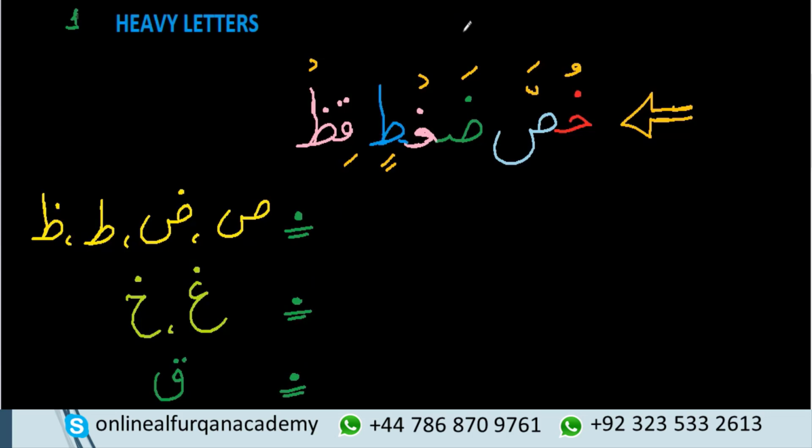Now the question is how we can make a heavy sound on these letters, or how we can pronounce these 7 letters with full mouth. So that is very easy. First of all, we can pronounce them with fatha. We can give all these letters fatha. Now we are going to pronounce them. So the first one becomes sa, and second becomes da.